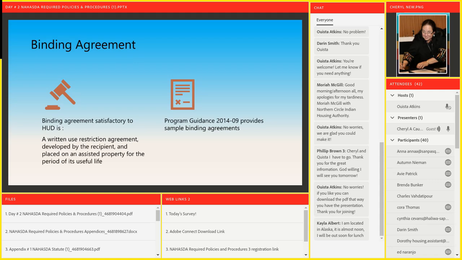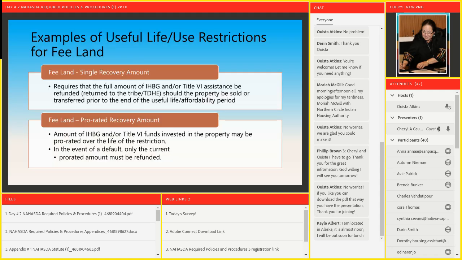A binding agreement that is found satisfactory to HUD is a written use restriction agreement developed by you as the recipient, placed on an assisted property for the period of its useful life. Program Guidance 2014-09 provides some sample binding agreements. You can use a single recovery amount or a prorated recovery amount.